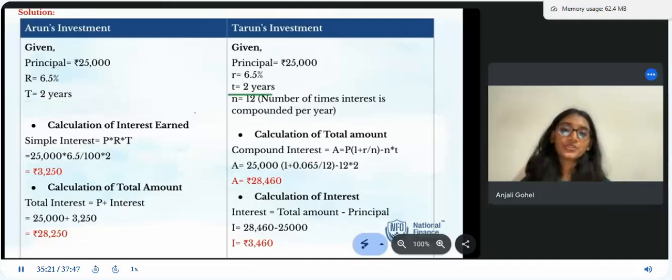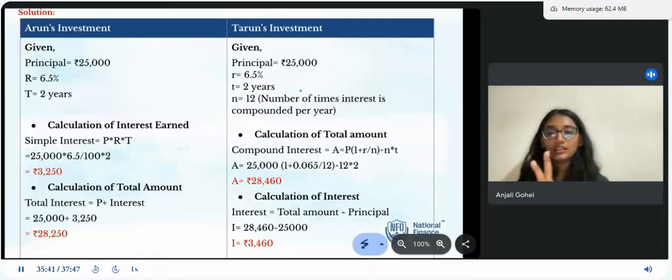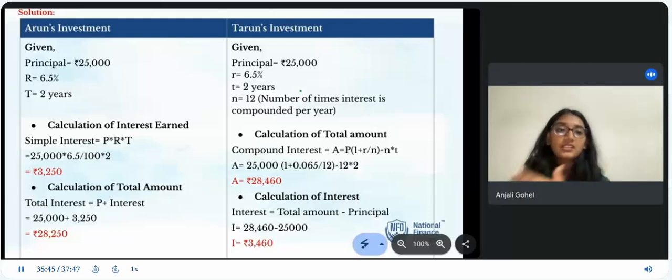Now this is again a small time period, right? So you can just change these numbers and calculate. Change this to 10 years or 15 years, and you'll see a huge difference between the total amount and the interest that you will earn. For simple understanding, I've taken a smaller time period. Now that you've understood how to calculate this, just substitute random numbers and start calculating, and you'll see a huge difference. This is about Arun's investment and Tarun's investment.